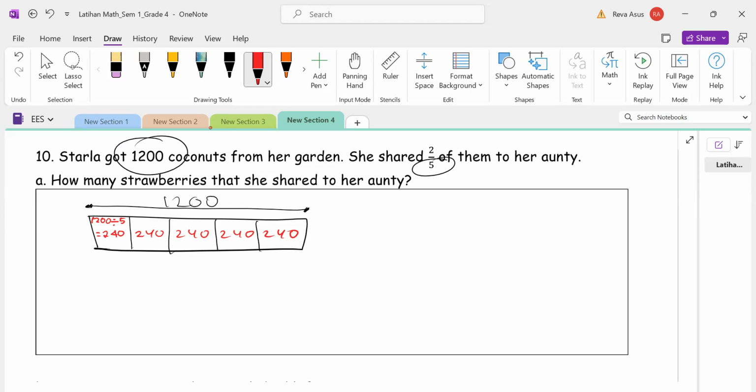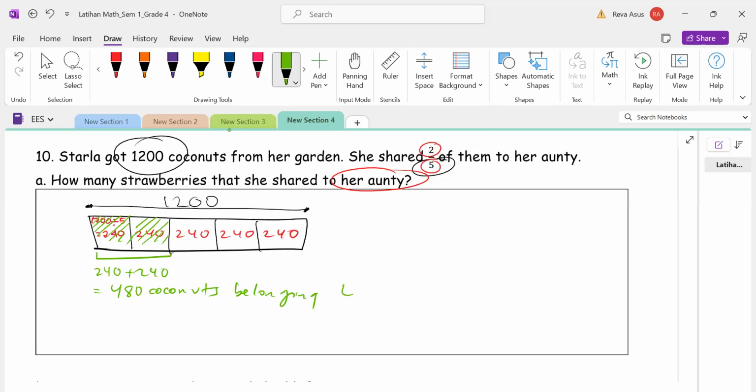So the question is, how many coconuts did she share with her auntie? Look, her auntie only got 2 boxes out of 5 boxes. I mean, her auntie only got 2 parts out of 5 parts. 2 parts is this: 1 part, 2 parts. This belongs to Starla's auntie. So this is 240 plus 240, it is 480 coconuts belonging to Starla's auntie. All right, this is for number 10A.